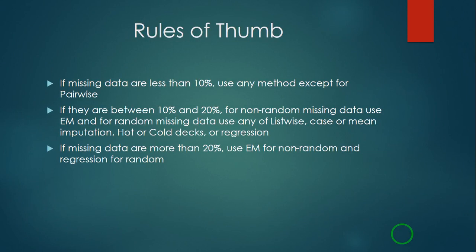These are some important rules of thumb. If missing data are less than 10%, you can use any method except for the pairwise method. If they are between 10% and 20% for non-random missing data, you can use the EM method. For random missing data, you can use any of listwise, case, or mean imputation, hot or cold deck, or the regression method. And if missing data are more than 20%, you can use EM for non-random and regression for random.